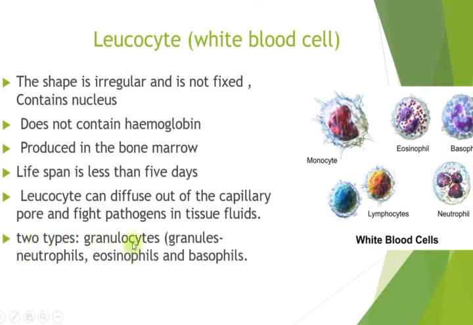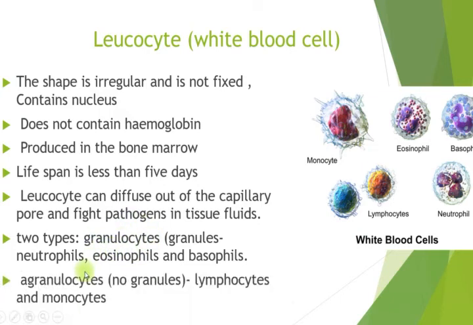Okay, the two types of leukocyte. What are they? First is granulocytes, and the second one is agranulocytes. Granulocyte means the cell contains granules. Examples of these cells are neutrophils, eosinophils, and basophils.